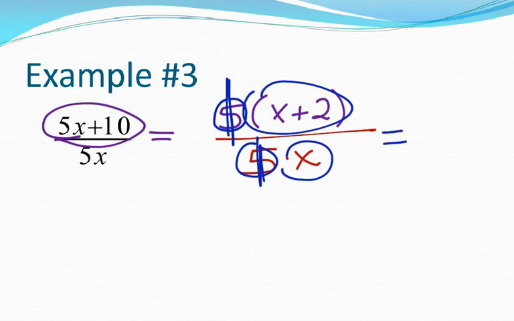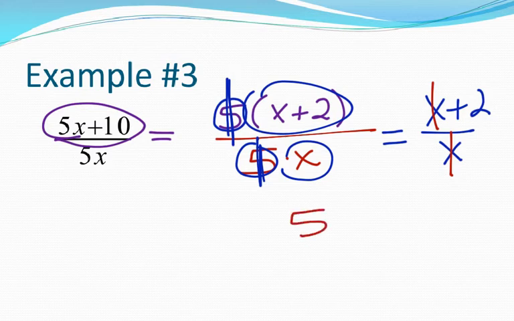So 5 divided by 5 is 1. I'm left with x plus 2 divided by x. A common mistake people will make here is they'll say, oh, I can cancel these. You can't do that. It's kind of like if you had 53 divided by 5 and you just wanted to cancel the 5s. You can't do that. 5 doesn't go into 53, and so that's why that won't work.